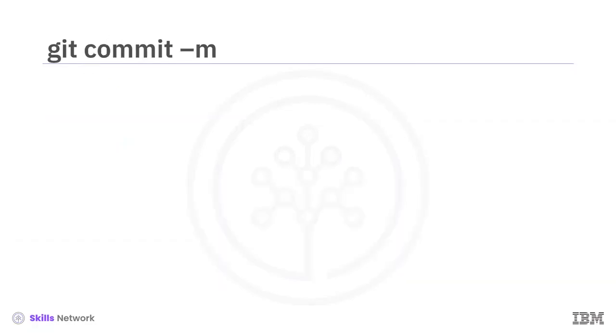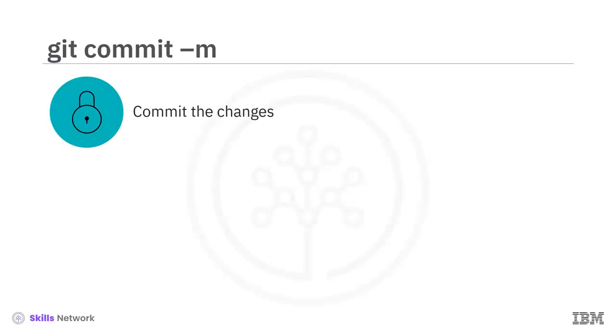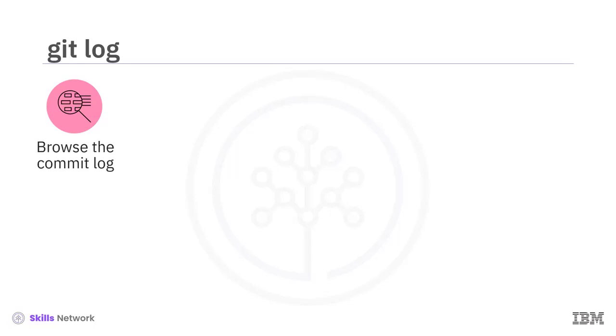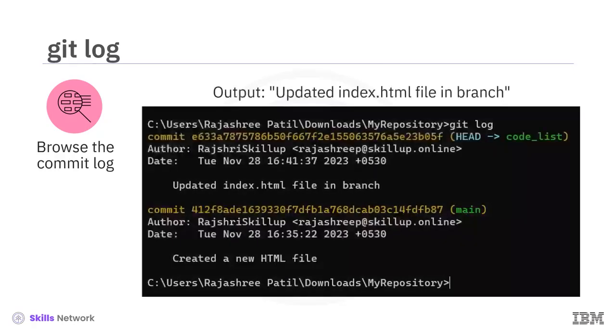As stated earlier, let's now commit the new changes made in the code_list branch with a descriptive message such as "updated index.html file in branch". Let's now browse the commit log in the code_list branch using the git log command. Your output will now display "updated index.html file in branch".